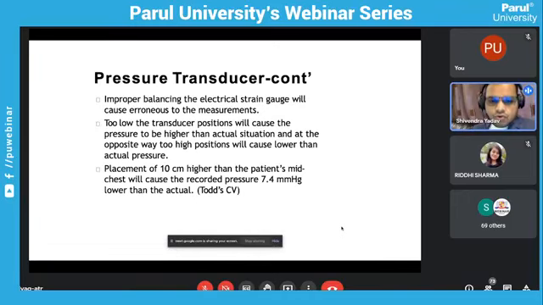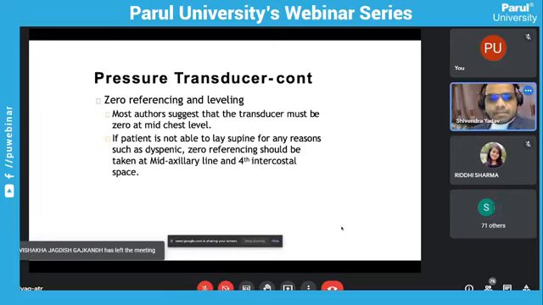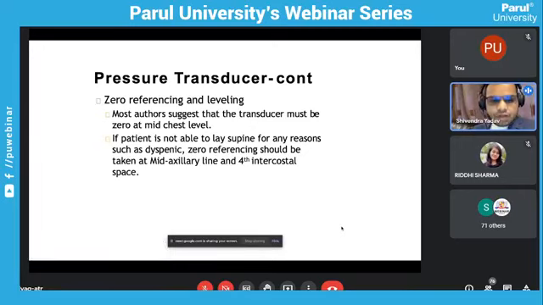If the transducer position is too low, it will cause a higher signal. If the transducer position is higher, it will cause a lower signal. So the transducer should not be placed more than 10 centimeters higher than the chest wall. Then zero referencing and leveling. If you see a hemodynamic monitor, it will have a scale of 0, 100, 200, something like that.